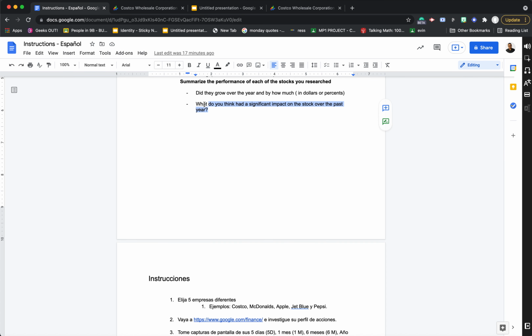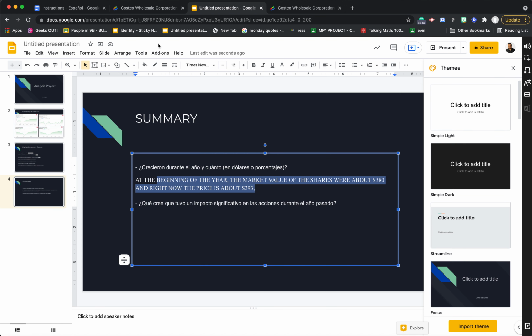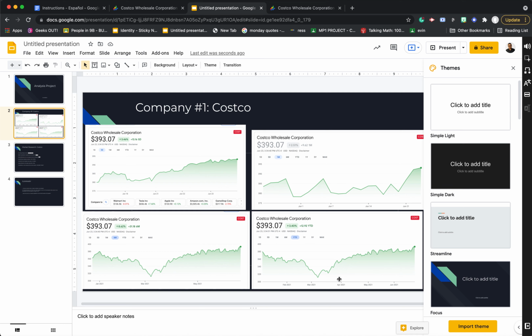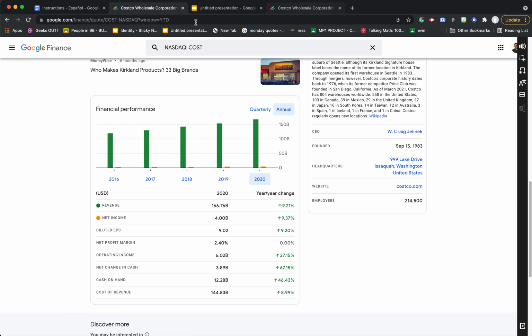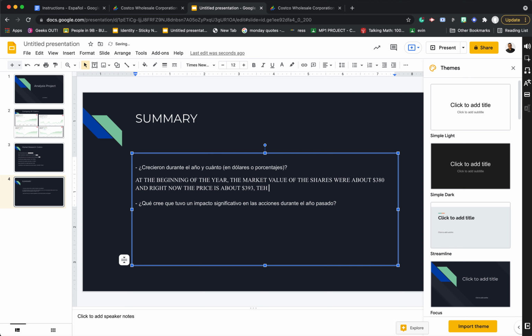And so the second question says, what do you think has significant impact on the stocks? Actually, let me go back to this one. So even just looking at the first one, the value, if I look back at the chart, the value decreased significantly around March, but then increased again. So it's something else I can add to this. The value significantly decreased in March and then began to rise again.